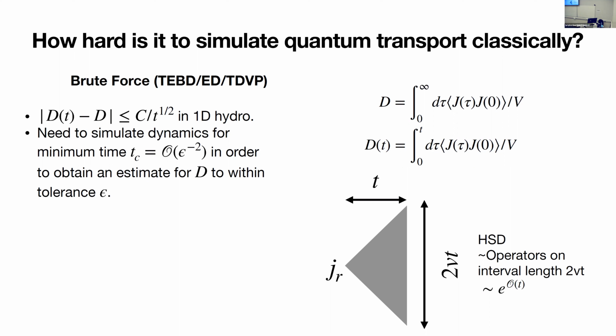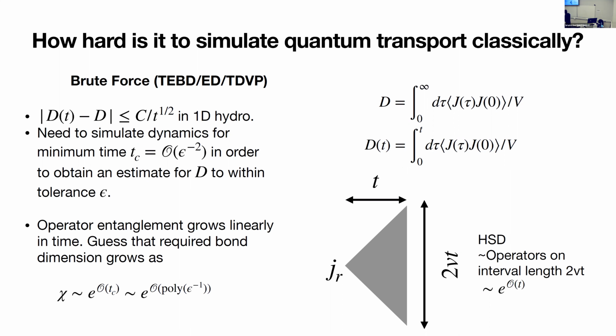This is already quite useful because it tells us that to get a good absolute error estimate about the diffusion constant, we only have to go to some time that scales like an inverse polynomial in epsilon. Okay. All right. So that means we just have to do some finite time evolution to some time that grows like 1/epsilon², or more generally some polynomial in epsilon inverse.